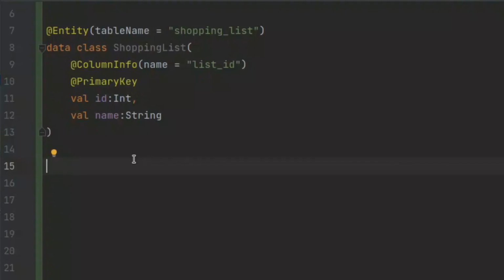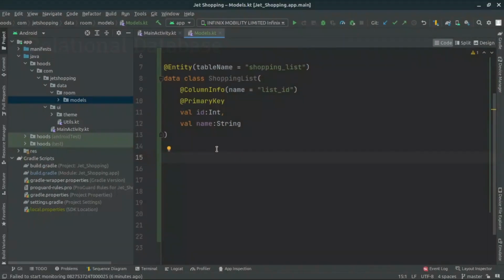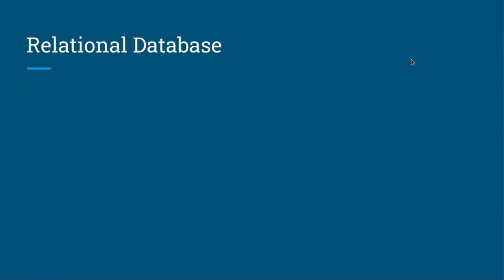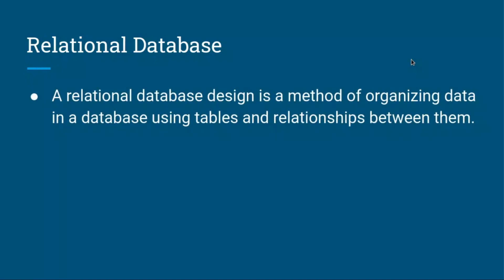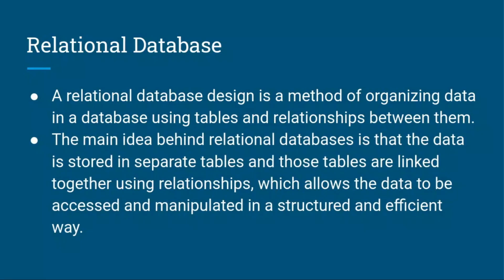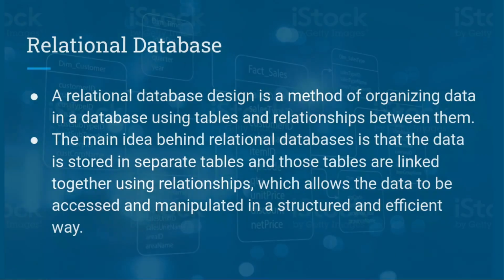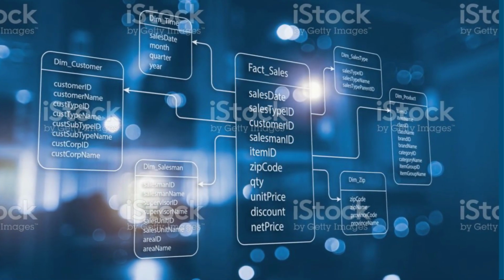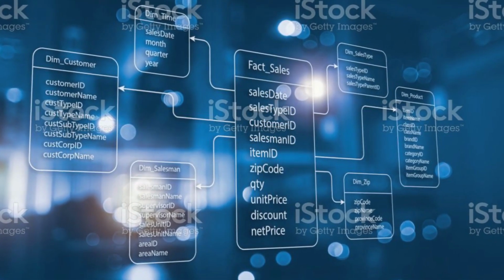So let's jump here and see what a relational database design is. Now let's speak about relational databases. A relational database design is the method of organizing data in a database using tables and relationships between them. The main idea behind a relational database is that the data is stored in separate tables, and those tables are linked together using relationships, which allows the data to be accessed and manipulated in a structured and efficient way.